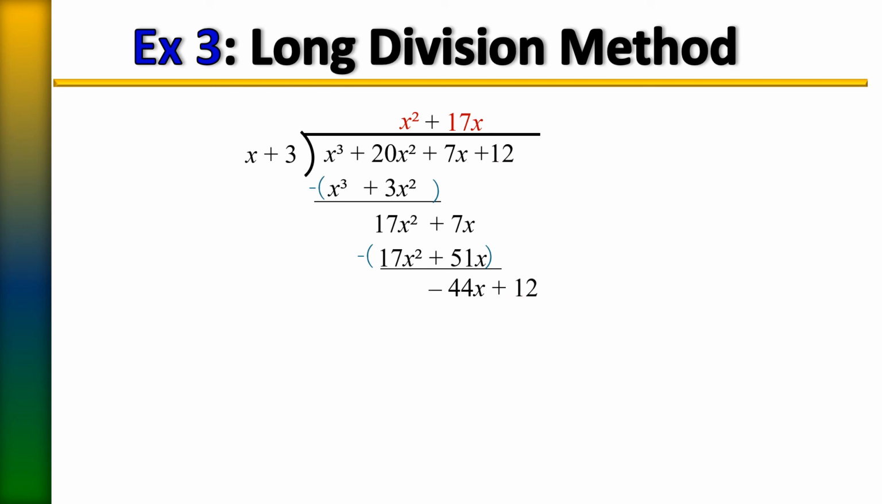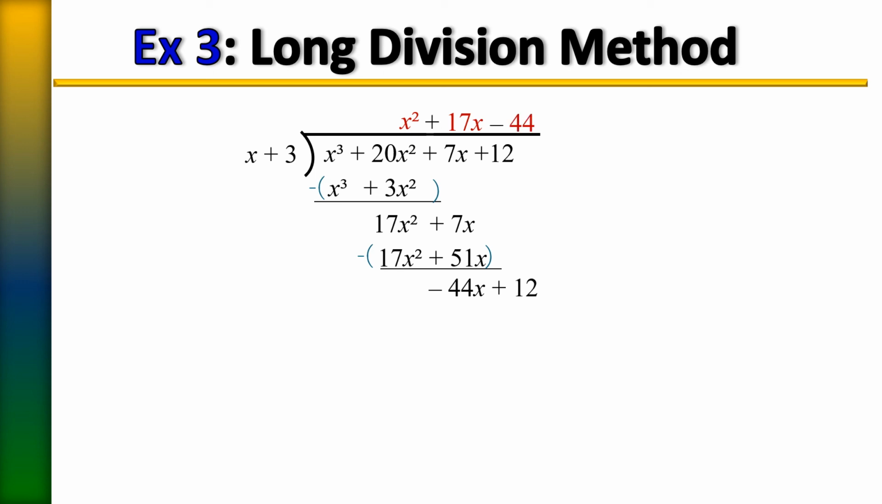Now you're going to look at the far end here to the left. This is negative 44x. We have an x. What do you need to multiply that x with to get negative 44x? Yes, that is correct. You would need to multiply it with negative 44. So let's go ahead and put that up top.